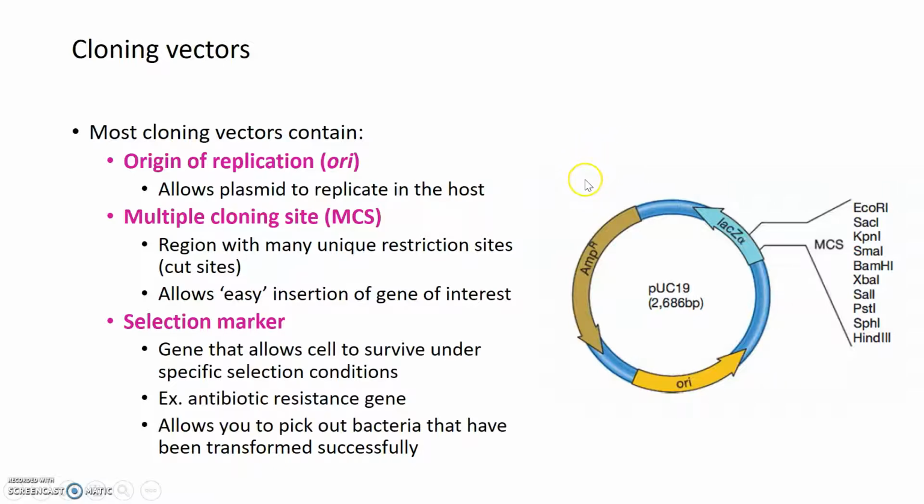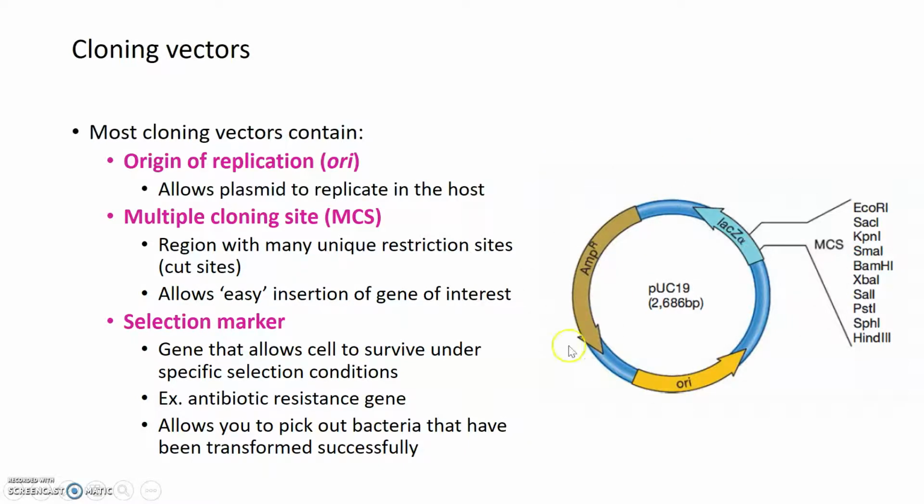And cloning vectors also need to contain some type of selection marker so that you know when transformation has been successful. A selection marker is any gene that allows your cell to survive under specific selection conditions. Most commonly, selection markers are antibiotic resistance genes. In pUC19 here, this is an ampicillin resistance gene, so it's resistant to the antibiotic ampicillin. And this will allow you to pick out any bacteria that have been transformed based on their resistance.